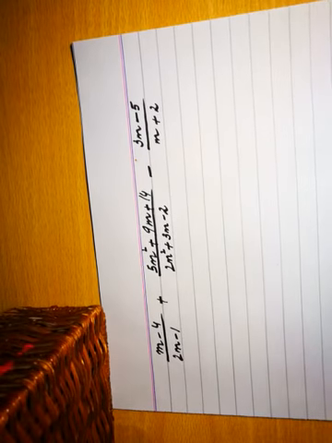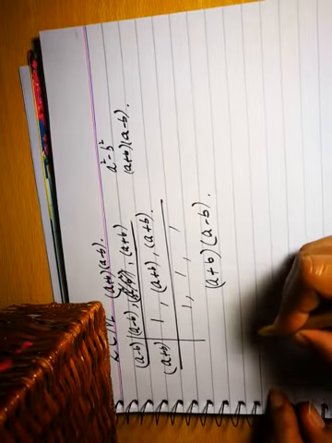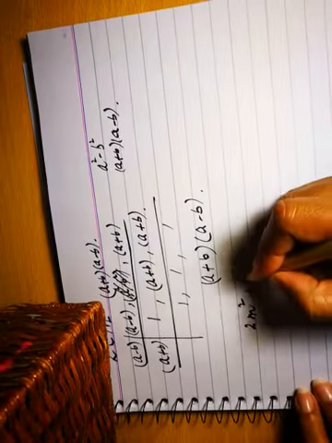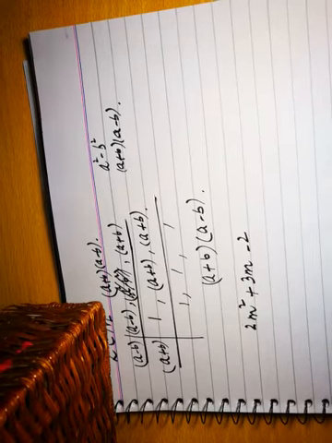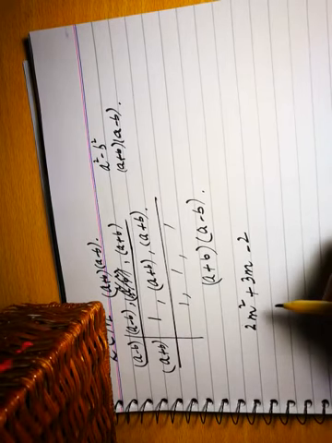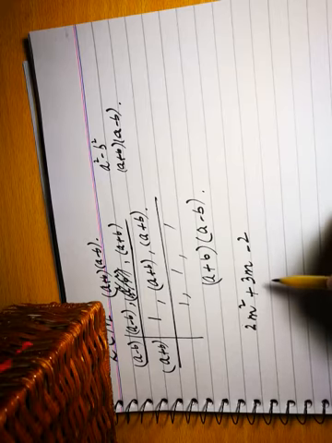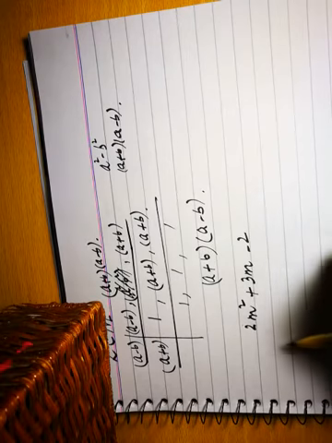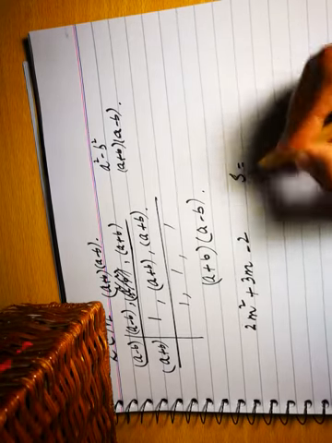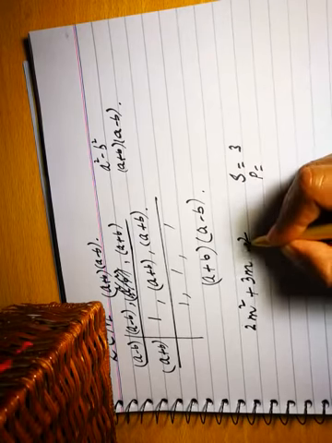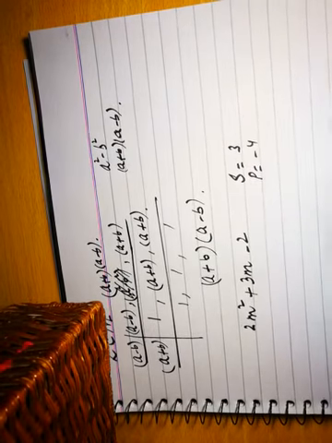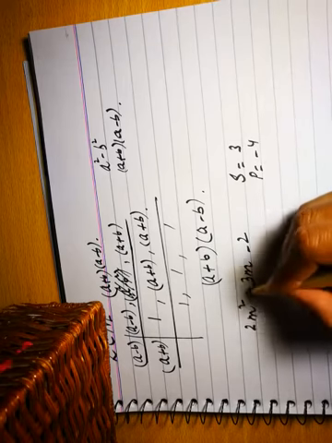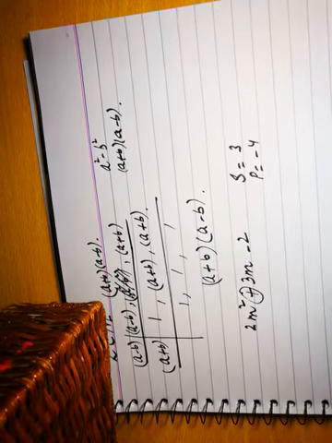I'm going to check that 2m square plus 3m minus 2. Obviously, I cannot apply any identity on it, because I don't have a perfect square here. So what am I going to do? I'm going to take S. What is S? Plus 3. What is P? Minus 2 times 2, that is minus 4. So obviously the factors will be plus 4 and minus 1.